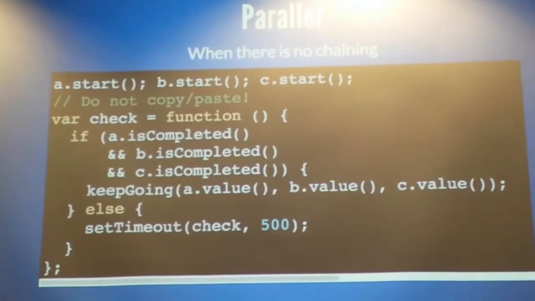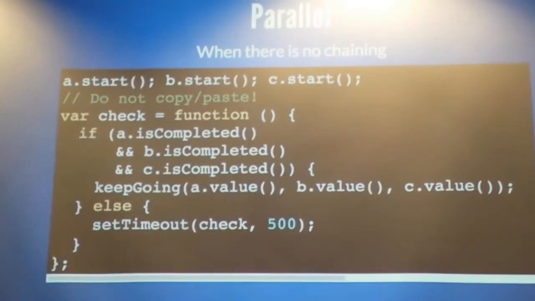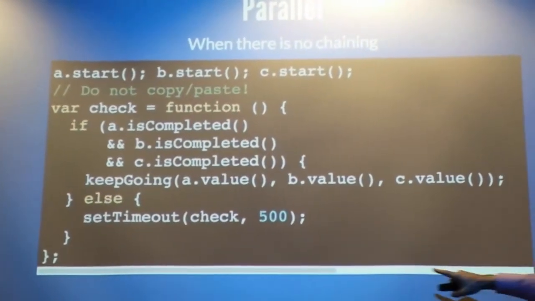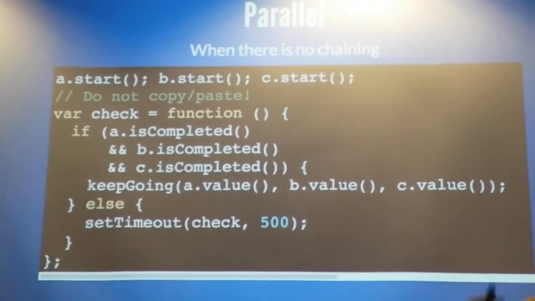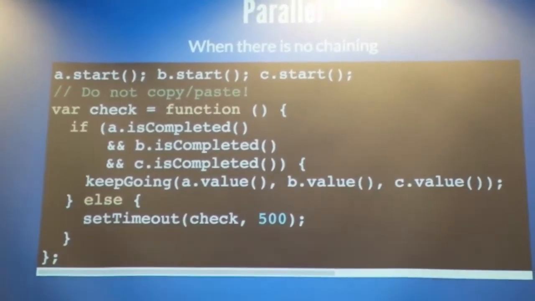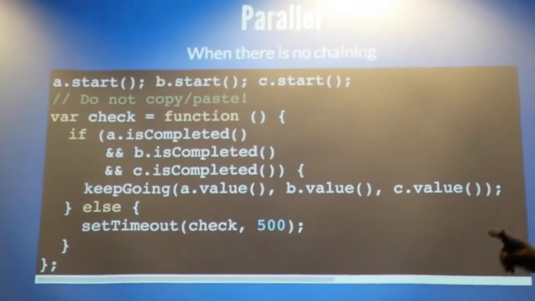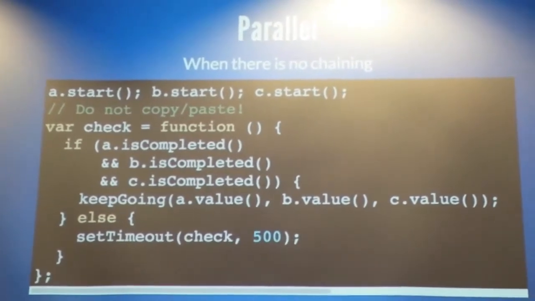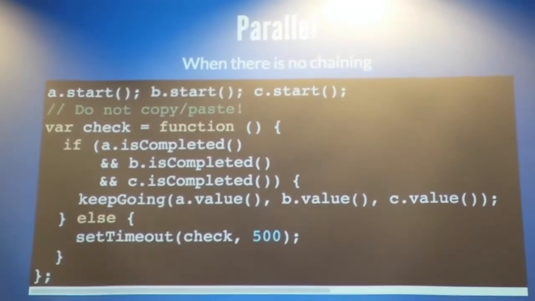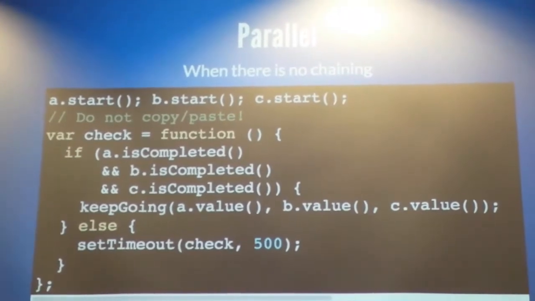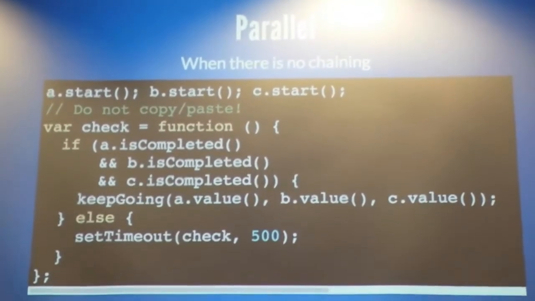You start the three tasks, and then you check if they're completed. And if they're not, well, you just wait for a bit of time, and you keep checking. So please put the comment, do not copy-paste this piece of code. That's not the proper way to do it, but I've seen that over and over again for trying to synchronize parallel task execution. So don't do that.